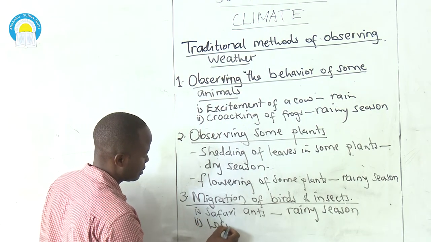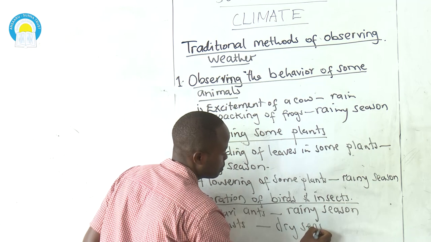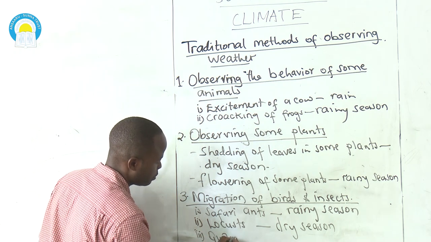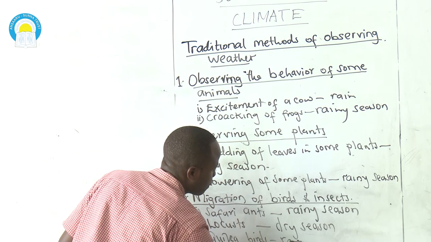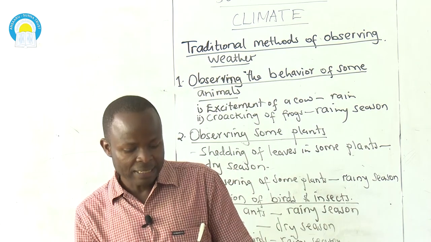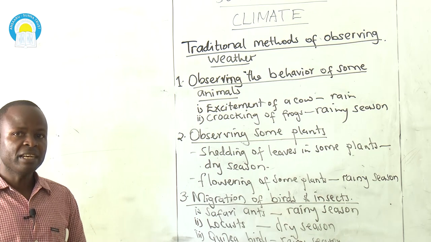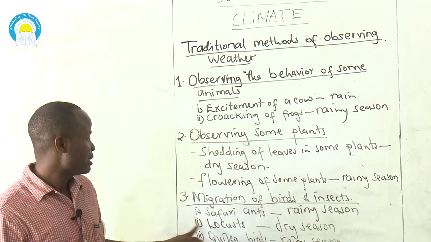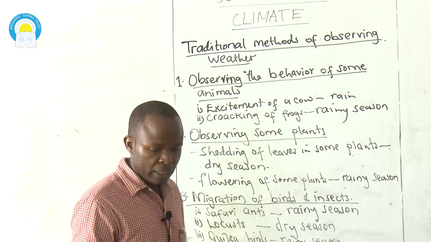Then we have the locusts. Migration of locusts indicated a dry season. Then birds like quilla birds indicated rainy season. So birds and insects migrate. For example, safari ants, when it is almost the rainy season, tend to migrate from lowland areas to raised areas. Locusts, the migration of locusts indicated a dry season. Quilla birds, rainy season. Number four is observing the clouds.